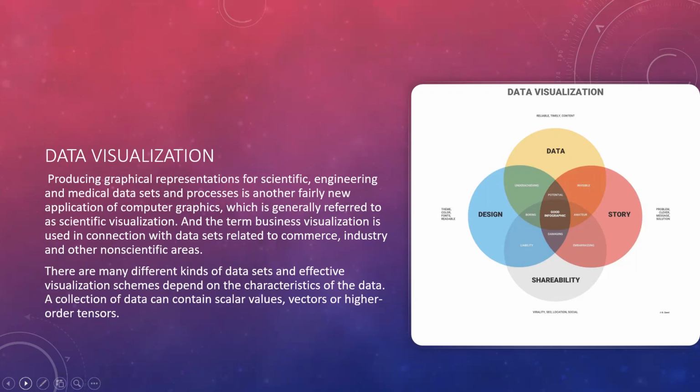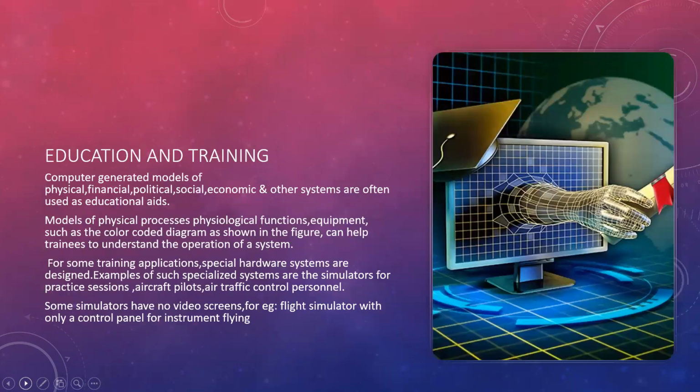So producing graphical representations for scientific research, engineering, all these things fall under data visualization. There are many different kinds of data sets that use effective visualization depending on the characteristics of the data. A collection of data can contain scalar values, vectors, or even higher order tensors. So these are the applications of data visualization. Next, let us see education and training.